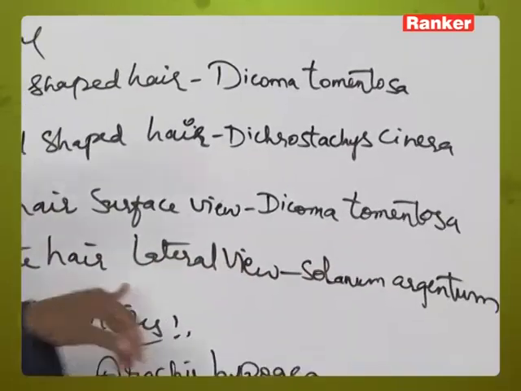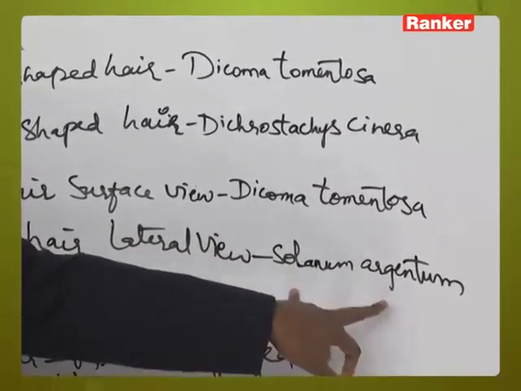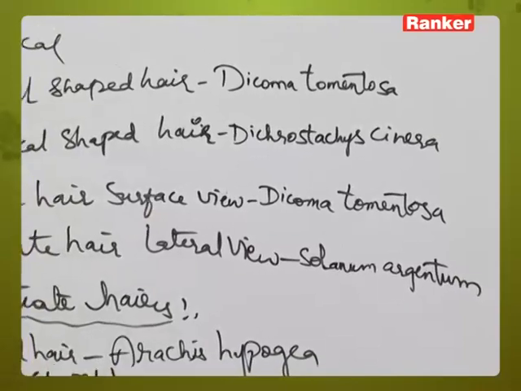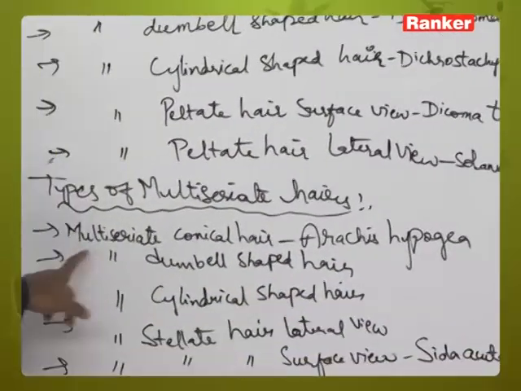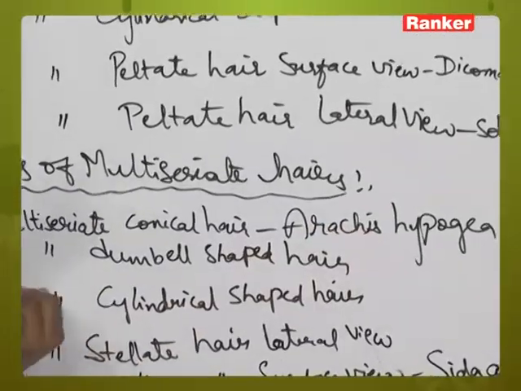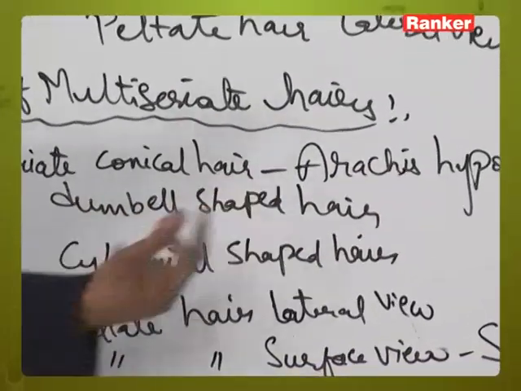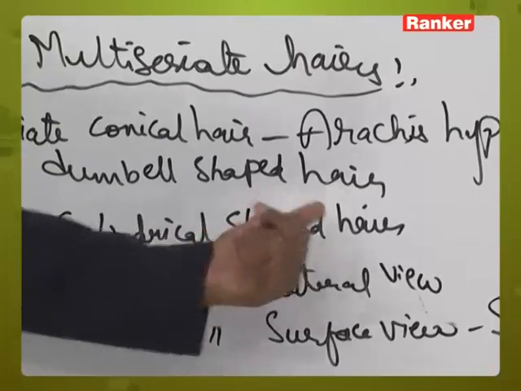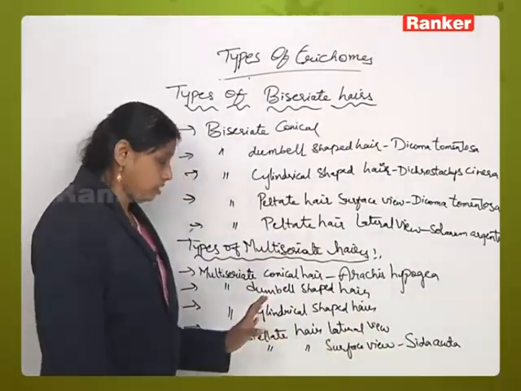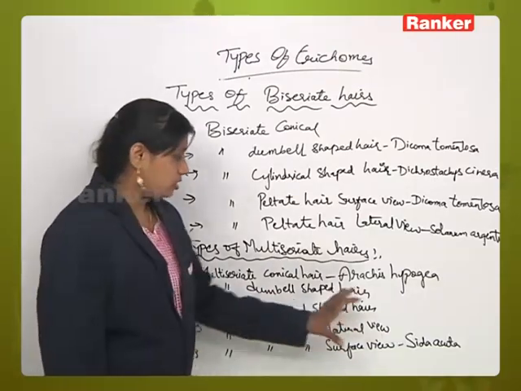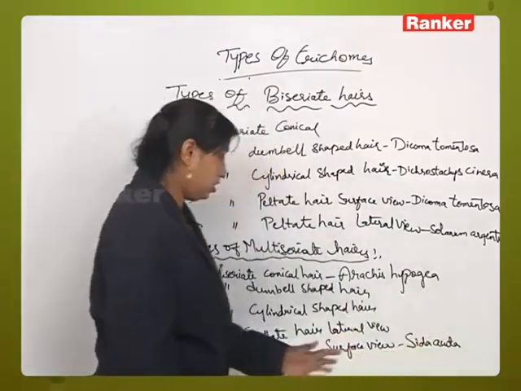Again, peltate hair in lateral view is Solanum argentum. So these are the examples which are important from the exam point of view. Next, types of multiseriate hairs. Multiseriate conical hairs: Arachis hypogea. Multiseriate dumbbell shaped hairs are seen. There are different types: cylindrical shaped hairs, stellate hairs, lateral view. These examples are not given because from the intermediate MSET point of view this type of example will not come.